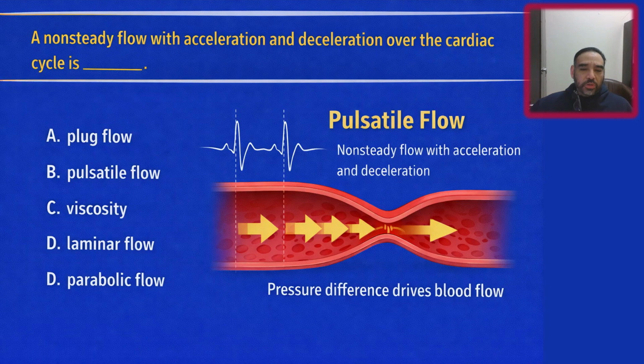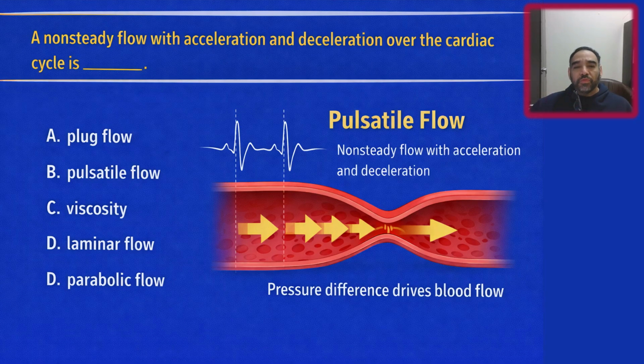Okay, so the next question on flow pattern is, a non-steady flow with acceleration and deceleration over the cardiac cycle is what? And so answer A is plug flow, answer B is pulsatile flow, answer C is viscosity, answer D is laminar flow, and answer E is parabolic flow. And so the correct answer in this case is pulsatile flow, and I'll tell you why.